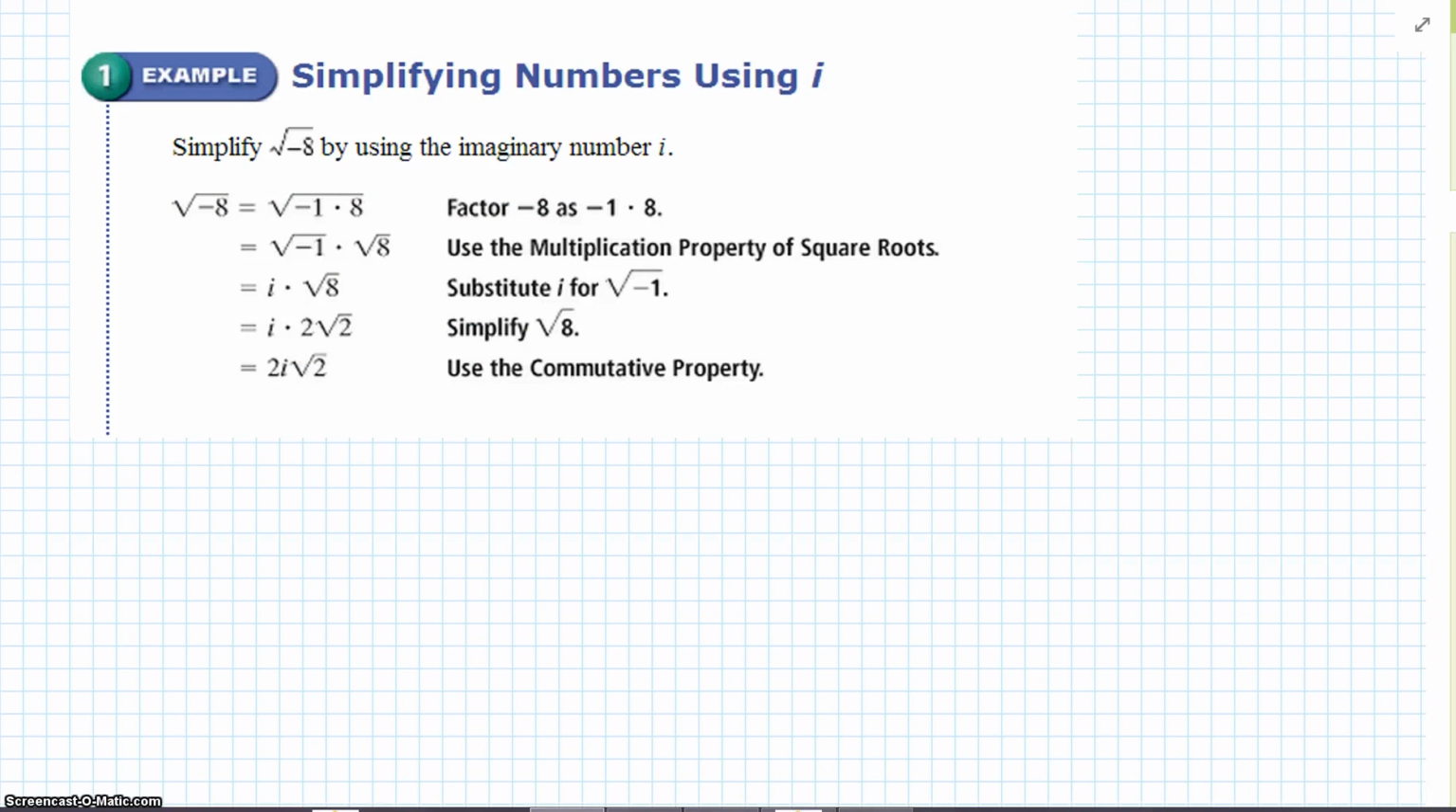So simplify using i. So here's the first example. We'll just walk through this one together. Simplify the square root of -8. Well, the square root of -8 is the same as the square root of -1 times 8, which is the same as square root of -1 times the square root of 8. Well, the square root of -1 is i. So it's i times square root of 8. We can simplify the square root of 8, which is i times 2 times square root of 2. We could rewrite that as 2i square root of 2. Okay?